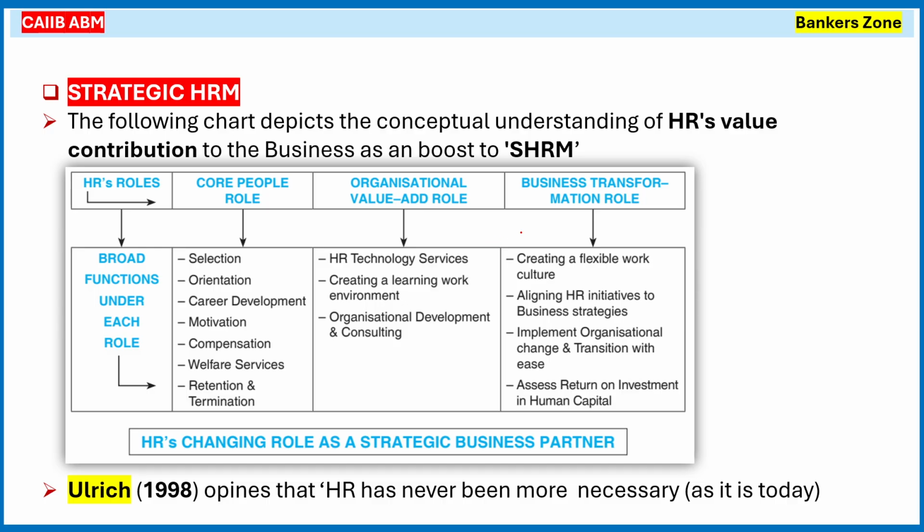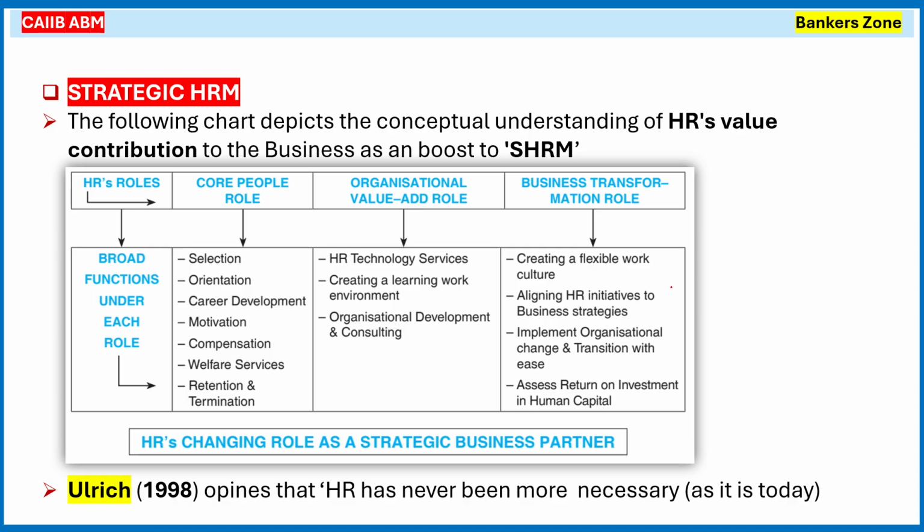Okay. Next is the business transformation role. In that case, how is HR doing business transformation? HR can create a flexible work culture. They can align HR initiatives to the business strategy. They will implement organizational change and transition in an easy manner. They can assess the return on investment in human capital. Okay, so these are the business transformation. So easily you can get the idea.